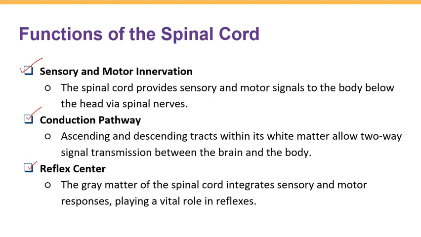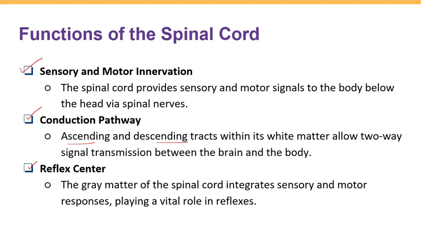The spinal cord can send sensory and motor signals to the body below the head via the spinal nerves, of which we have 31 pairs. And also within the spinal cord, you can see there are axons going up and down in the white matter, which we call the ascending tracts and descending tracts, meaning the fibers going up and down, and so they allow two-way signal transmission between the brain and the body. So they can send sensory information up to the brain, and they send motor signals down to the body.